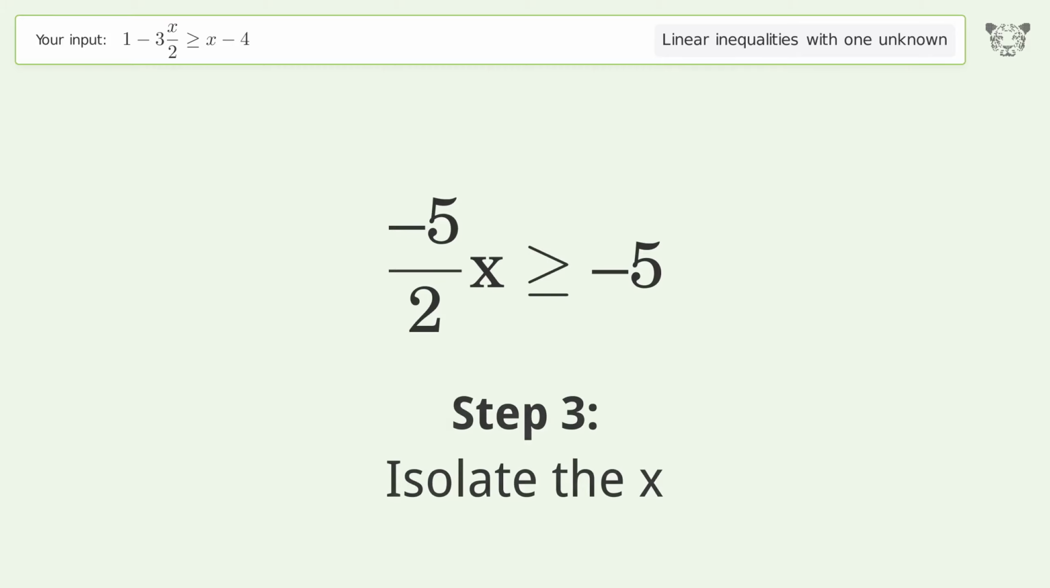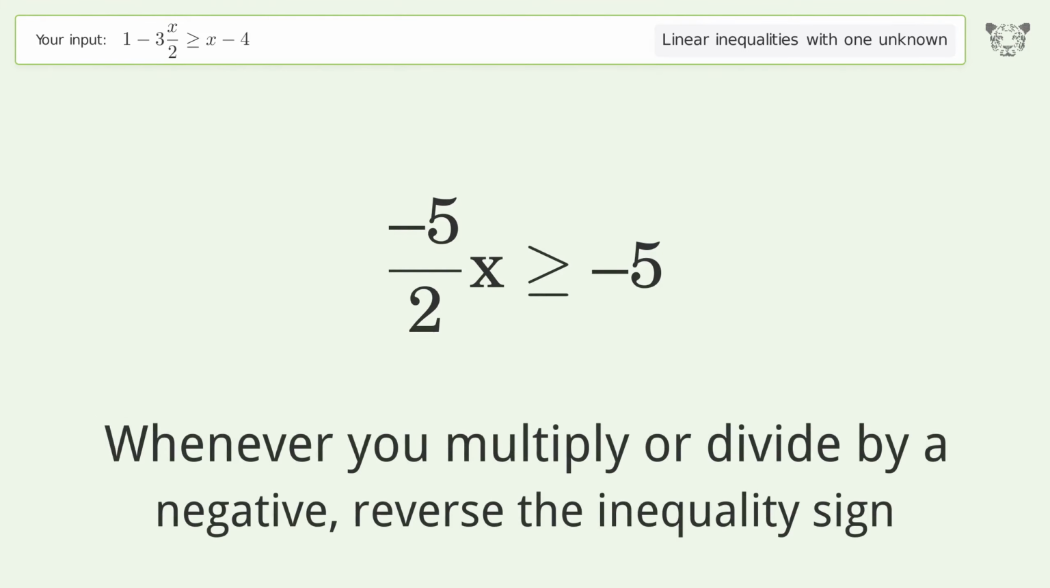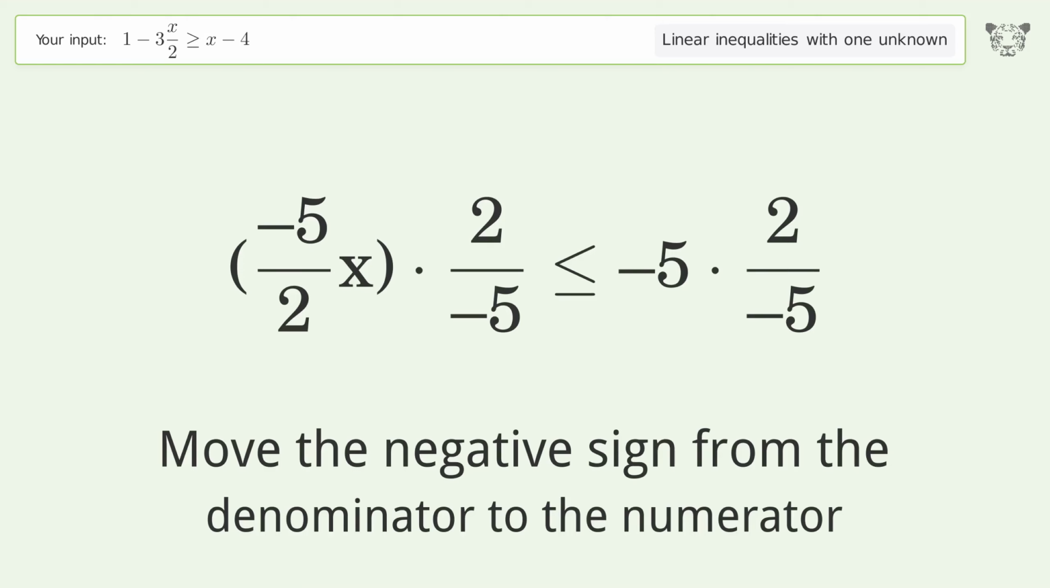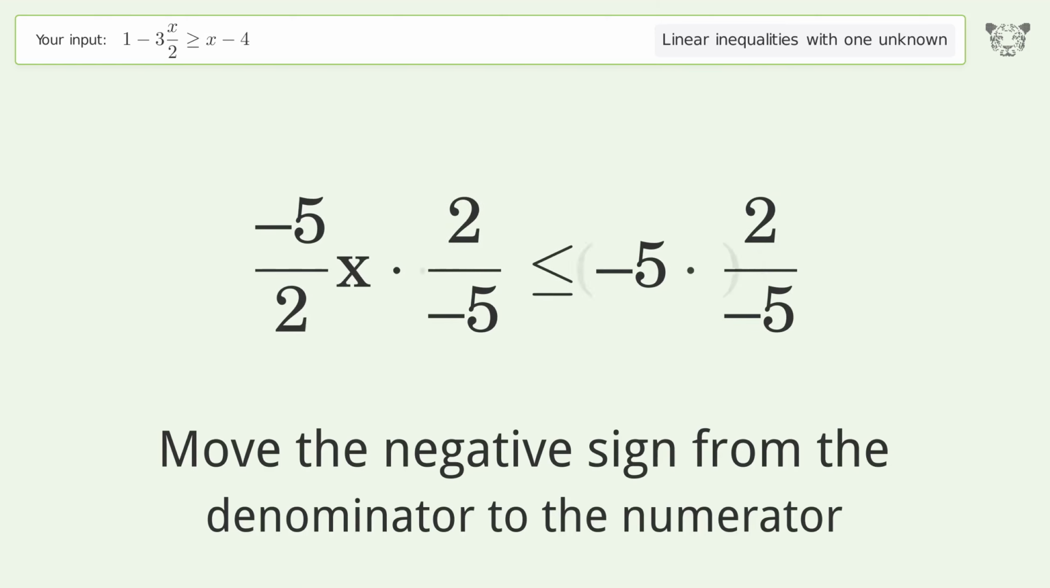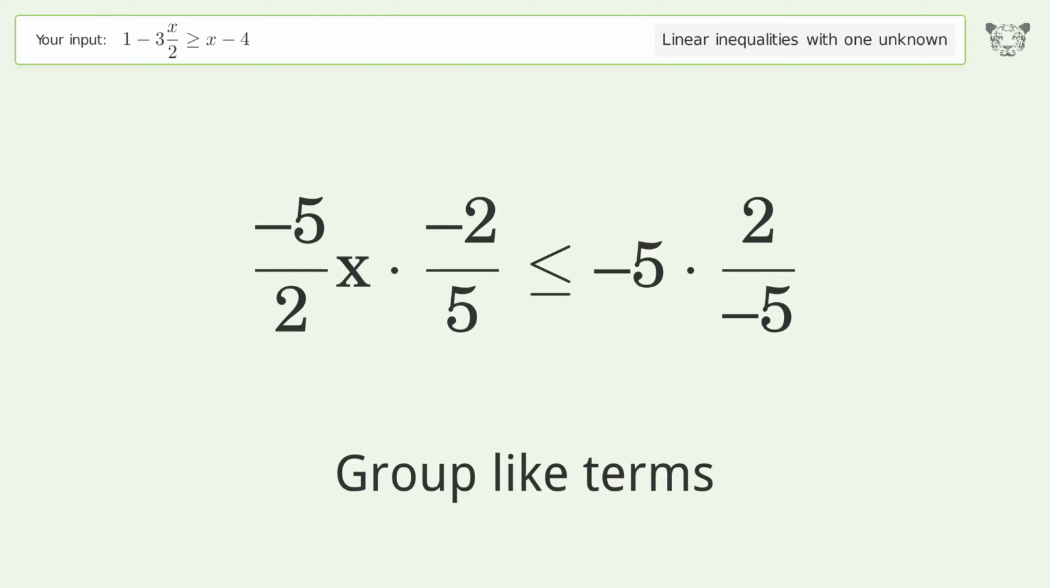Isolate the x. Multiply both sides by inverse fraction 2 over -5. Whenever you multiply or divide by a negative, reverse the inequality sign. Move the negative sign from the denominator to the numerator. Group like terms.